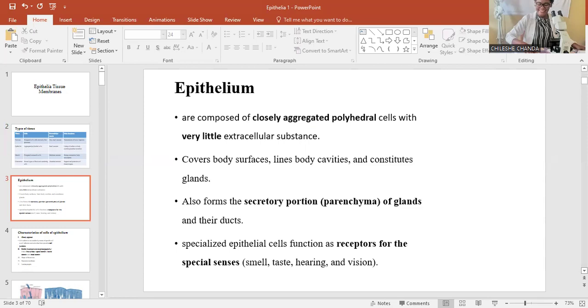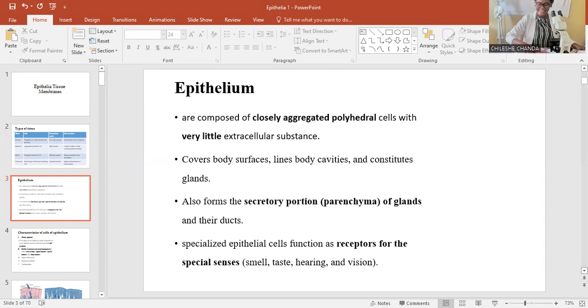But just around the hepatocytes, you're going to find certain structures that are just connective tissue, just there to support the actual parenchyma, and that is what is called the stroma of an organ.